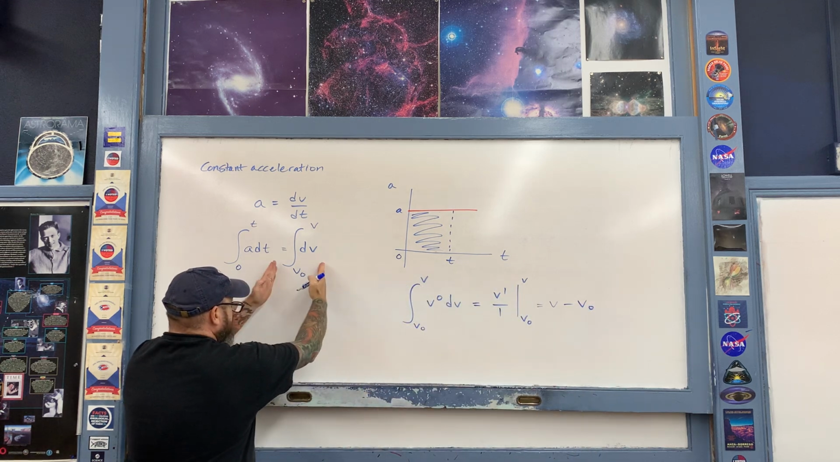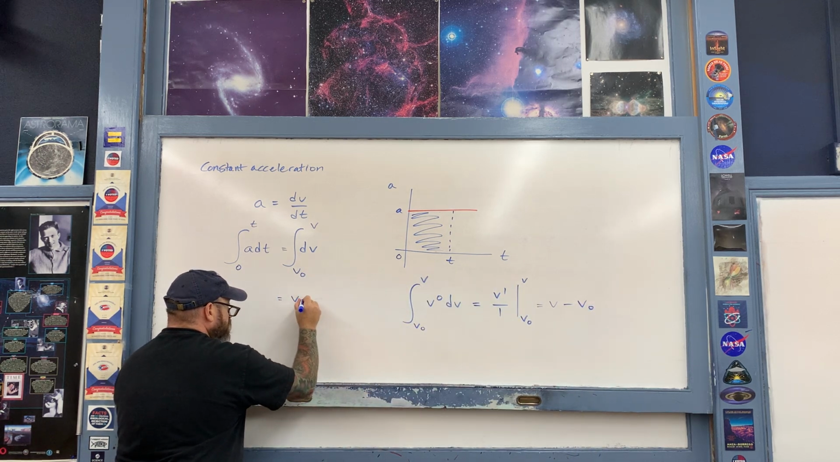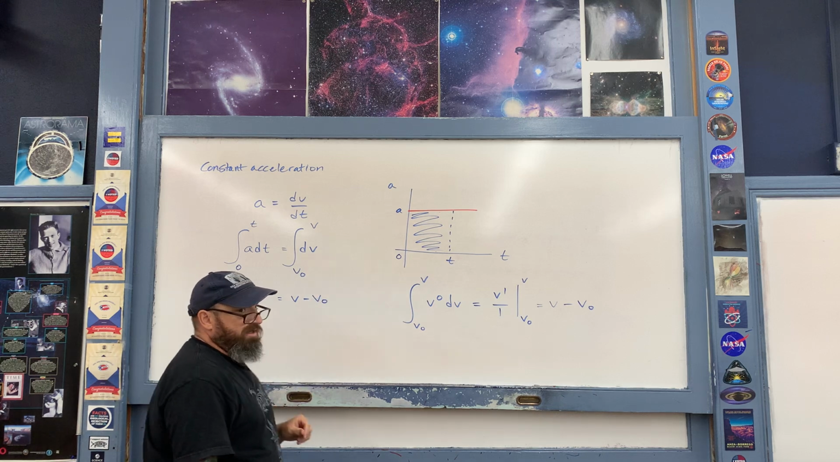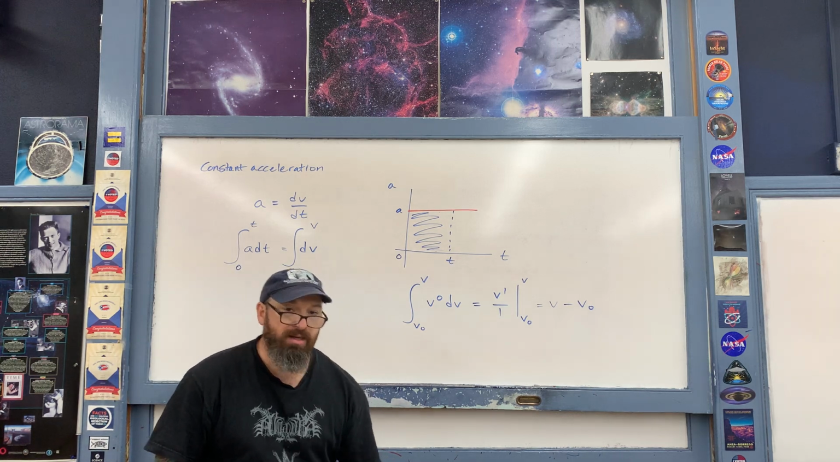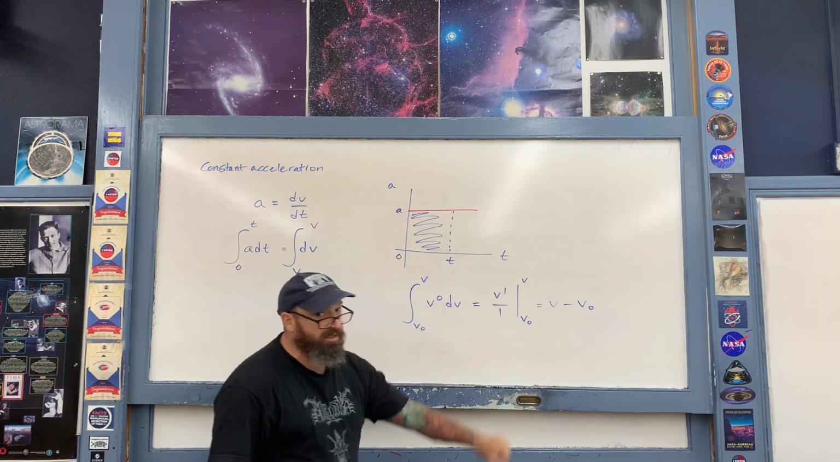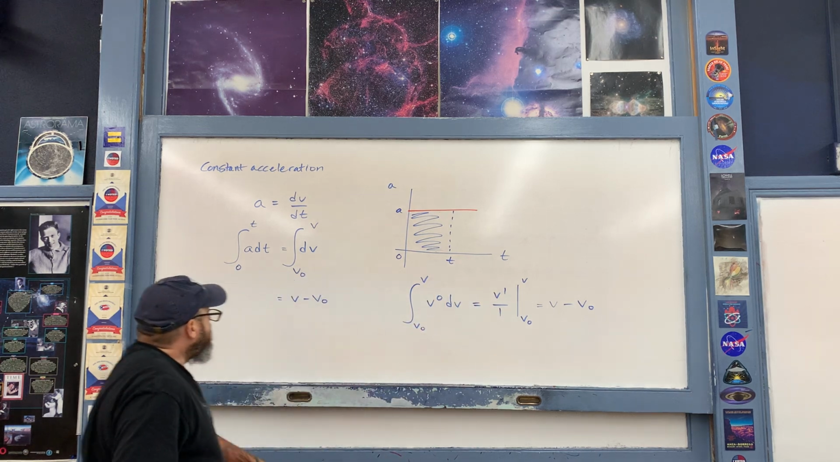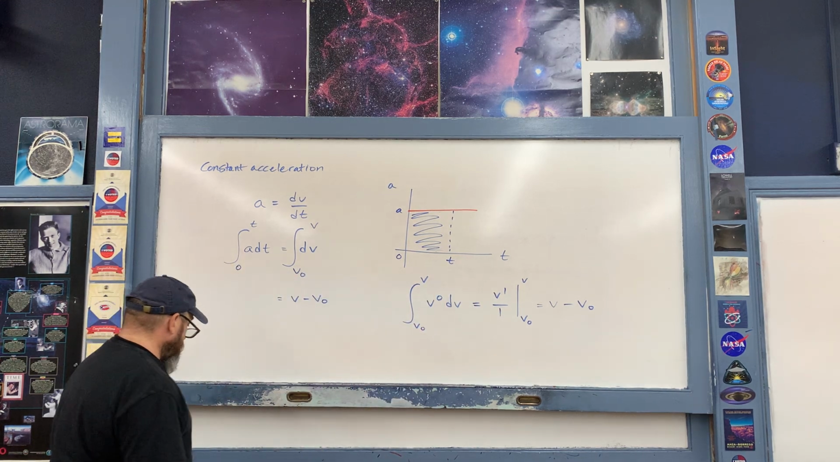So notice that the right-hand side of the expression is just the change in velocity, v minus v0. It always will be. I'm just showing it here explicitly in this example. And now let's take a look at the left-hand side.